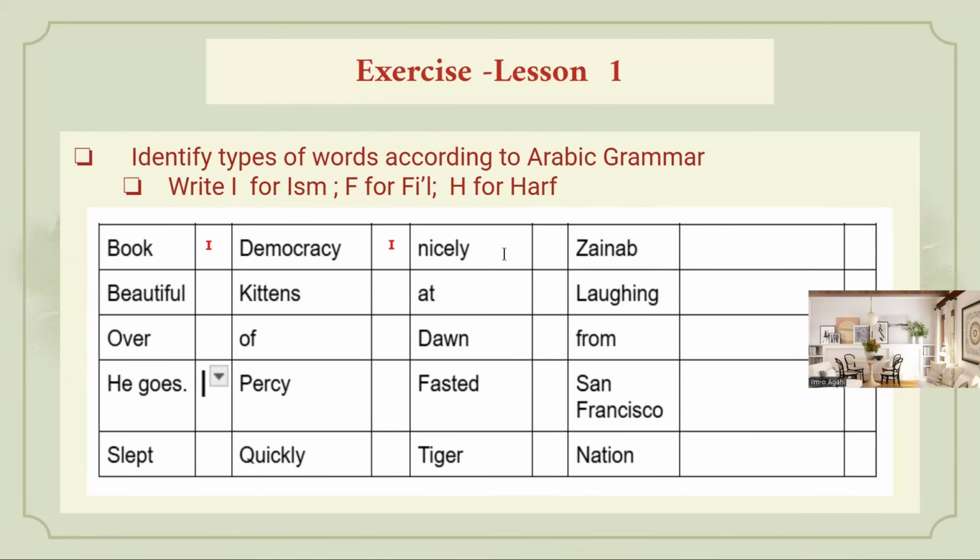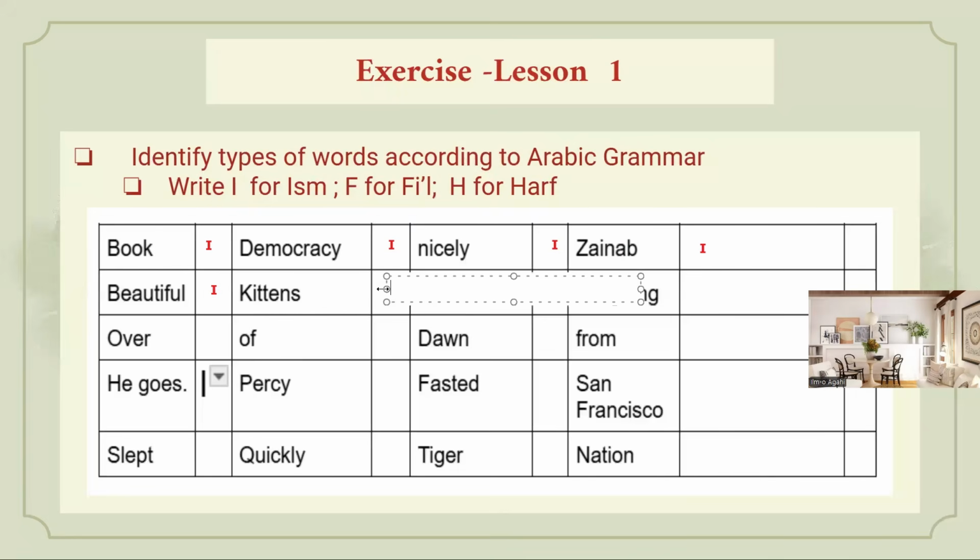Nicely. Nicely is describing an action. So this is a detail of an action, and in English, we can say that it's an adverb. So adverbs are regarded as ism in English. Okay. Zainab is also the name of a person, so ism. Beautiful is quality, right? Quality means sifat, sift in Arabic. So sift, an adjective, is also included in ism. So this is ism.